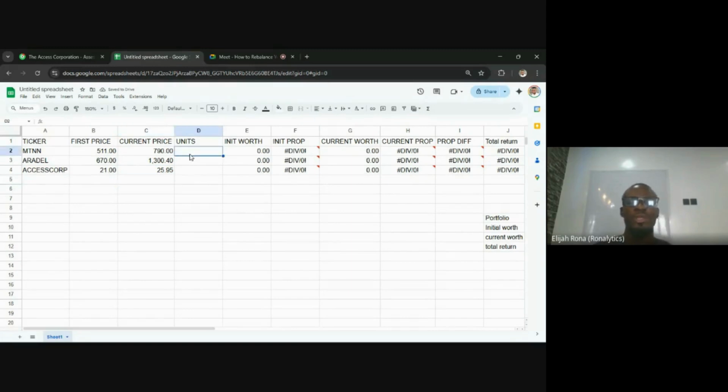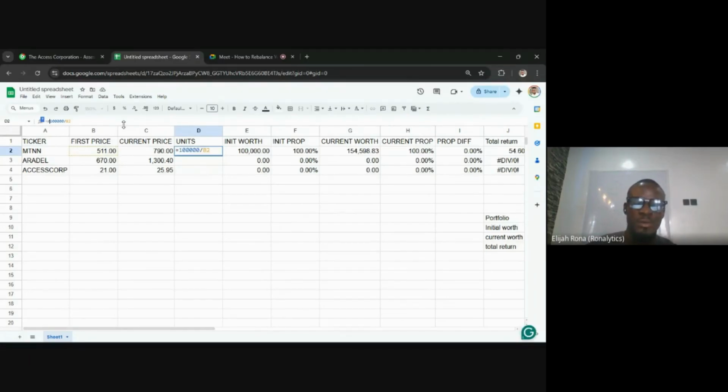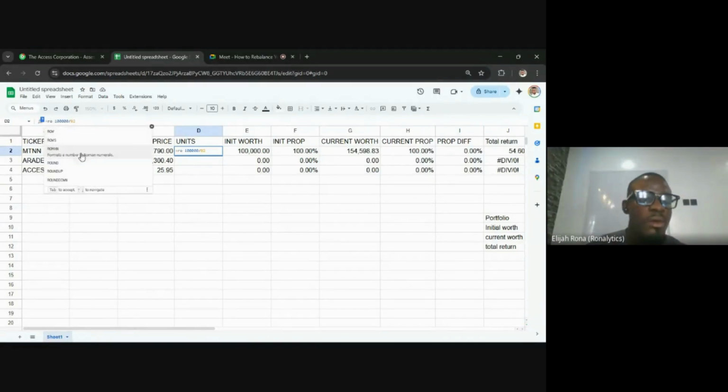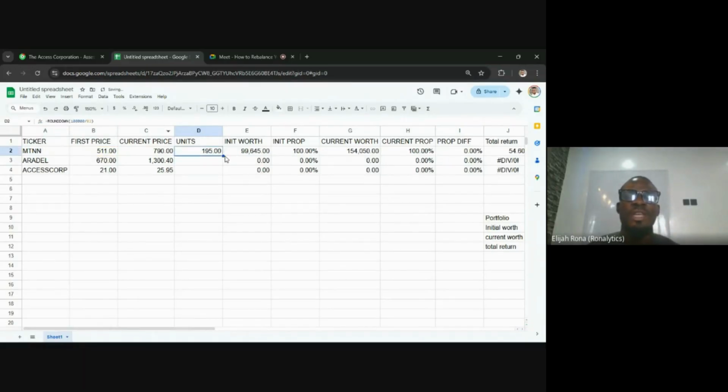Awesome. So the units. We are saying 100,000. We want to give 100,000 naira each to these three stocks. So equal to 100, right? Divided by the price as of the starting of 2026. But considering that NGX does not consider fractional shares, let me round it down. So with this, we have 195 units of MTN.